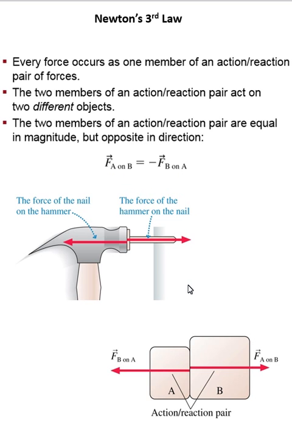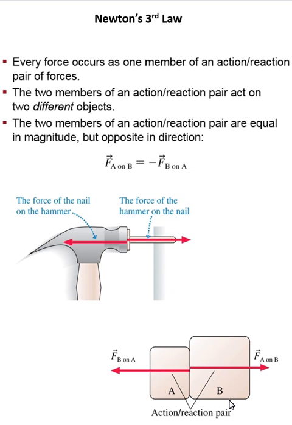As an example, let's say we have a hammer hitting a nail. The hammer strikes the nail, drives it into the wood, and delivers a force of the hammer on the nail, which is to the right, but the nail will push back on the hammer. That will be the force of the nail on the hammer to the left.